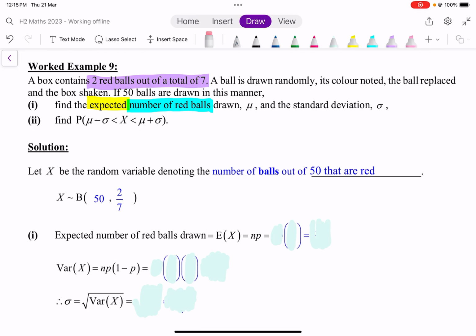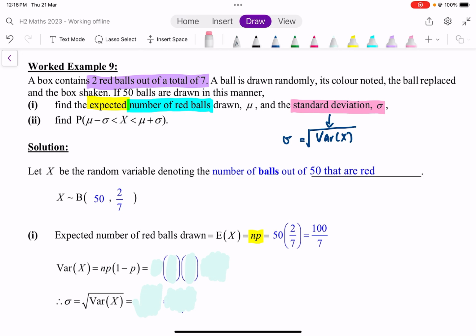Now, to find the expectation, or the expected number, we can use our formula, which is n times p. You have the value of n, you have the value of p, so sub in n equals 50, p equals 2 over 7, then calculate. This will give you the expected number of red balls. The next one that we want to find is the standard deviation. To find the standard deviation, we will first find the variance, because standard deviation is actually the square root of the variance.